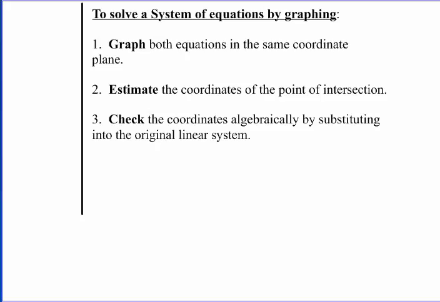And then the third thing you want to do is check the coordinates algebraically by substituting into the original linear system. So basically, you take your answer, plug it into both equations, both of the original equations, to see if they work. If they work in both, you did it right. If one of them doesn't work, then you want to fix that equation. Try to check that graph. Maybe you did the slope backwards, or you put the y-intercept on a different axis than it was supposed to be on. Okay. So there are some things that you can go back and check.